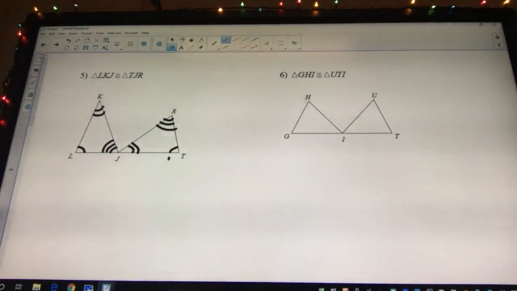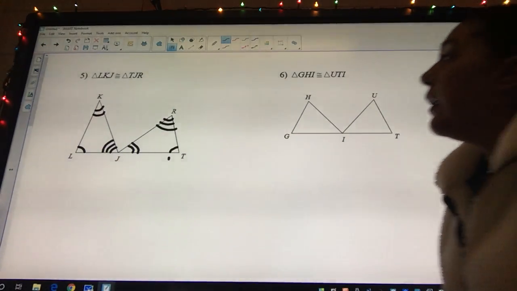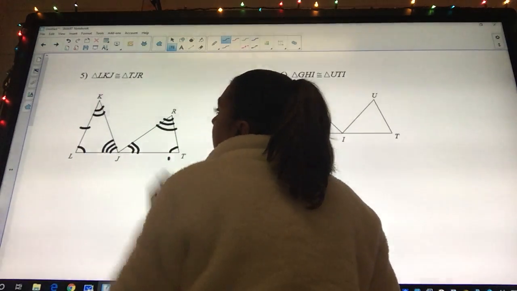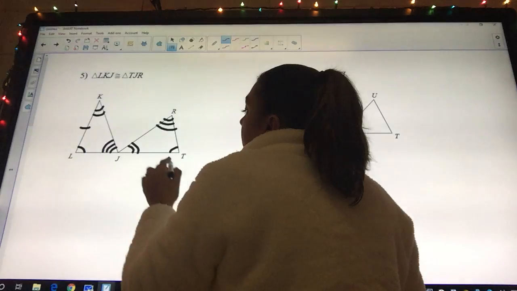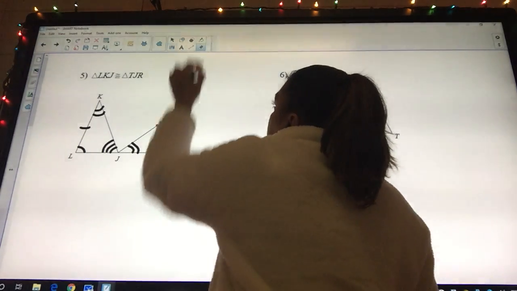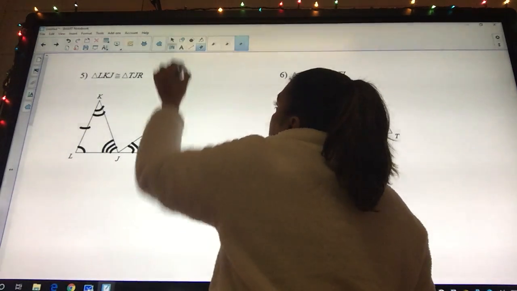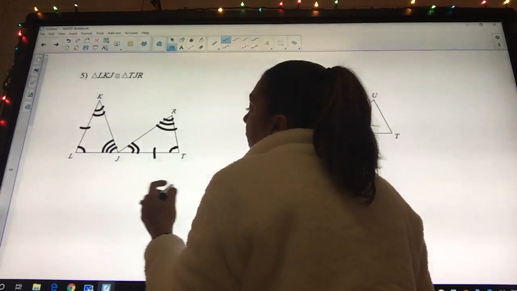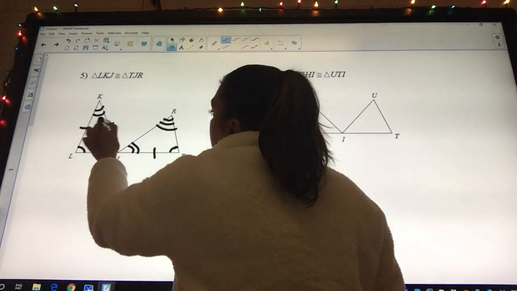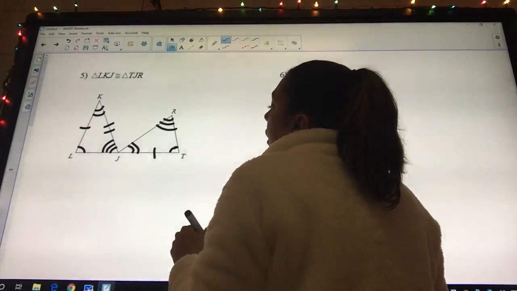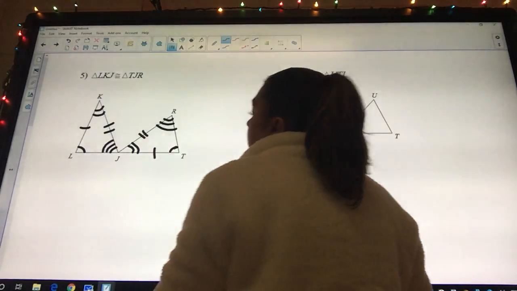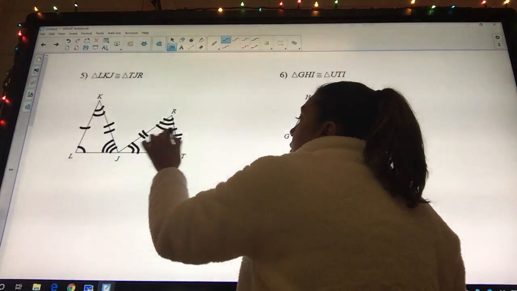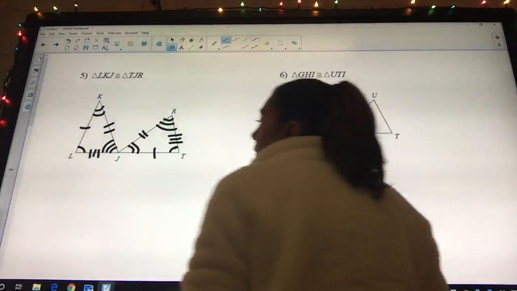Now we have the line segments. I got line segment LK. So LK gets 1. TJ gets 1. And then I got KJ. So KJ, 1, 2, is going to be JR. JR gets 1, 2. There's only one side left, so this one's going to have 1, 2, 3.